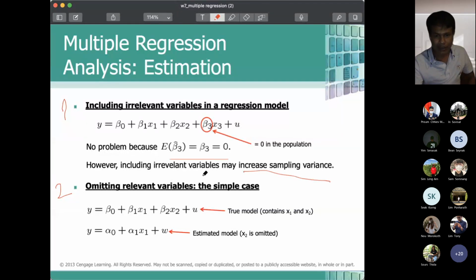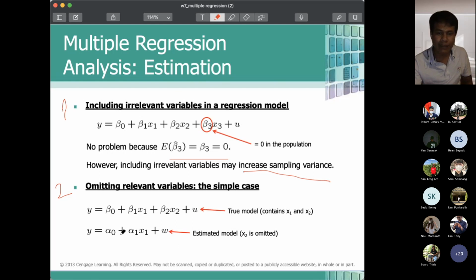What do we mean by an omitted relevant variable? For instance, here is our true model. When we want to estimate the effect of x1 on y, we also have to include x2, because x2 also affects x1. So the true model is that we have to include both x1 and x2 in the model. But what happens if you exclude or omit x2?